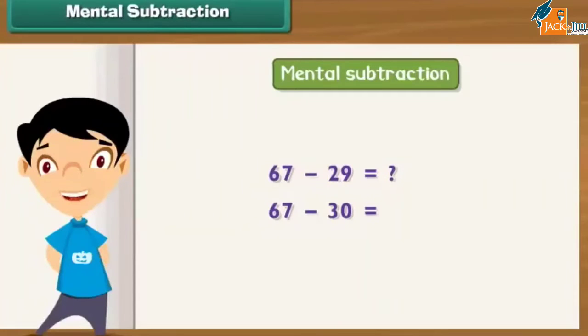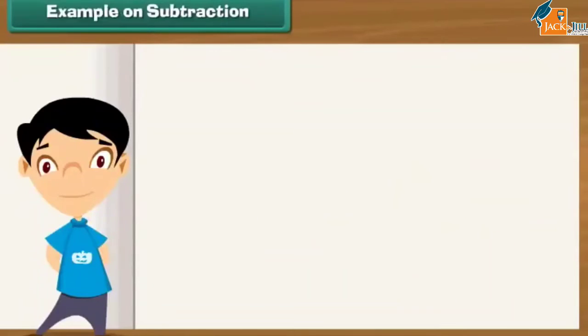The subtraction gives us 37. But we subtracted an additional 1. So we add 1 to the difference. Thus, the result of subtracting 29 from 67 is 38. Let us practice mental subtraction.